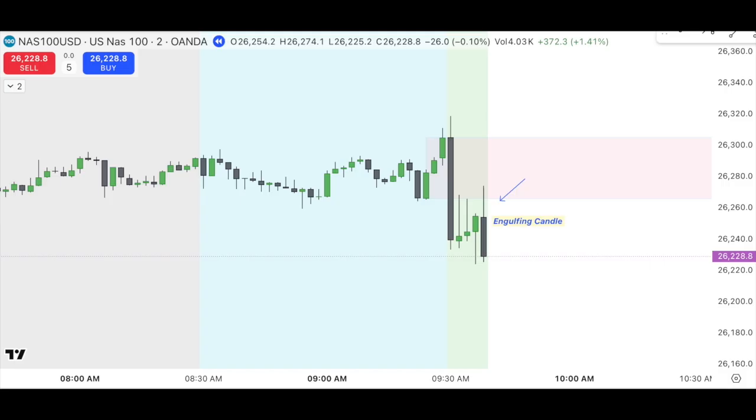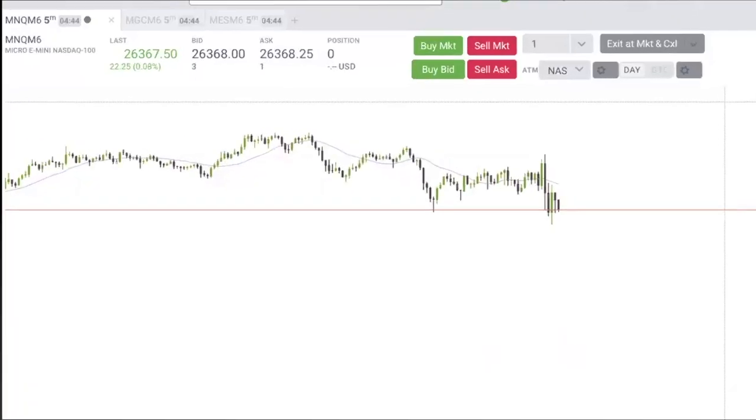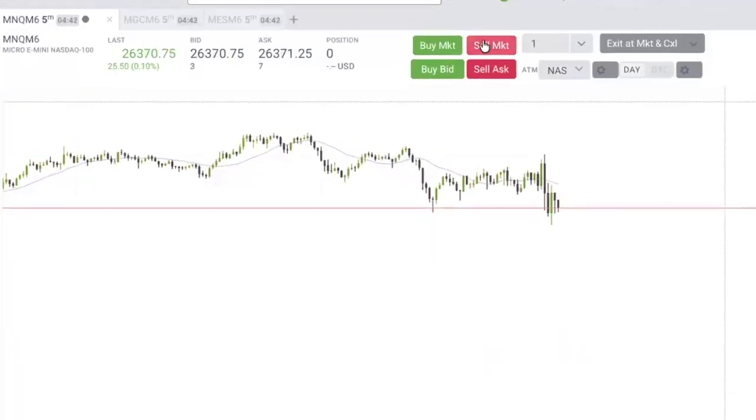So it's a good idea to take a look at your 2-minute or your 3-minute time frame as well. And now we know it's time to enter the trade.